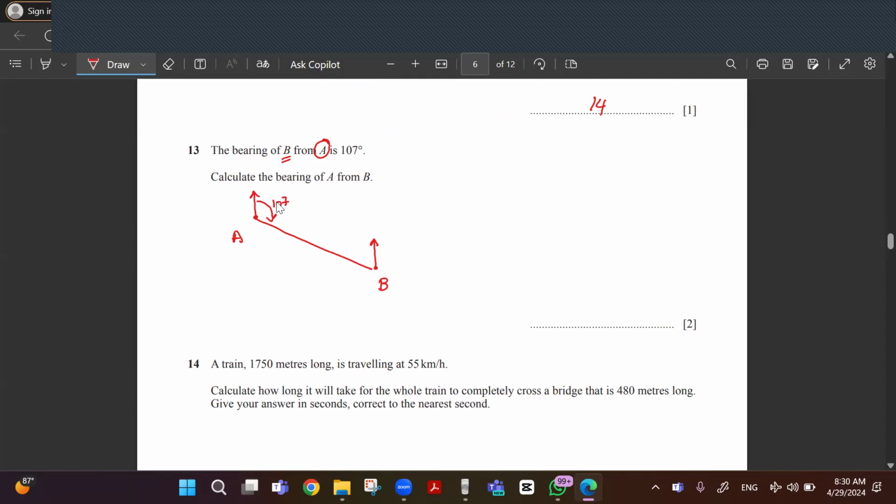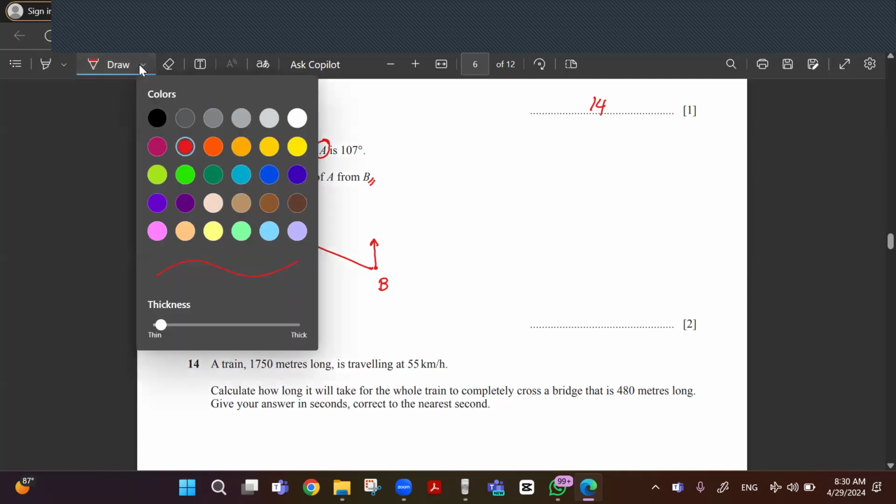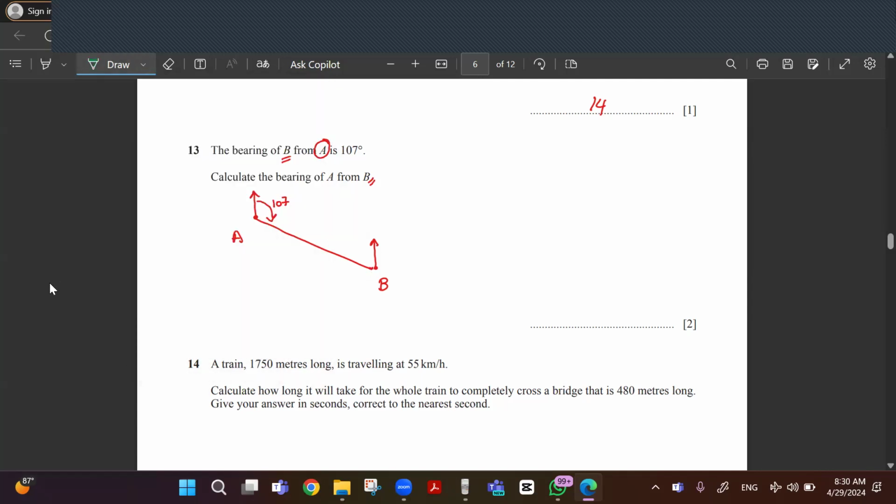Then calculate the bearing of A from B. Calculate the bearing of what? Of A from B. That means what? I'm standing here on B and looking at A. Can you tell me, if I'm standing at B and looking at A, where should I go? To the right or to the left? I am going to the right, clockwise. So I have to do all of this way like this. Here, how should I calculate this angle?